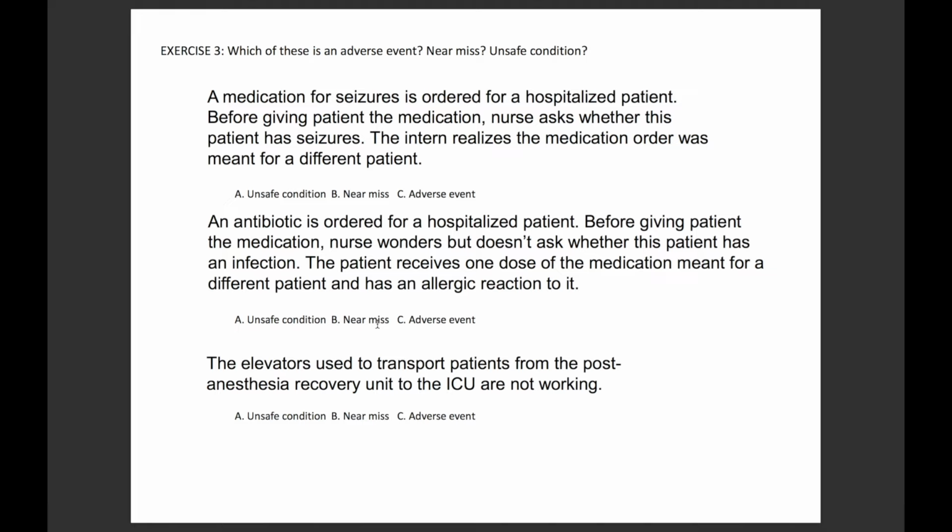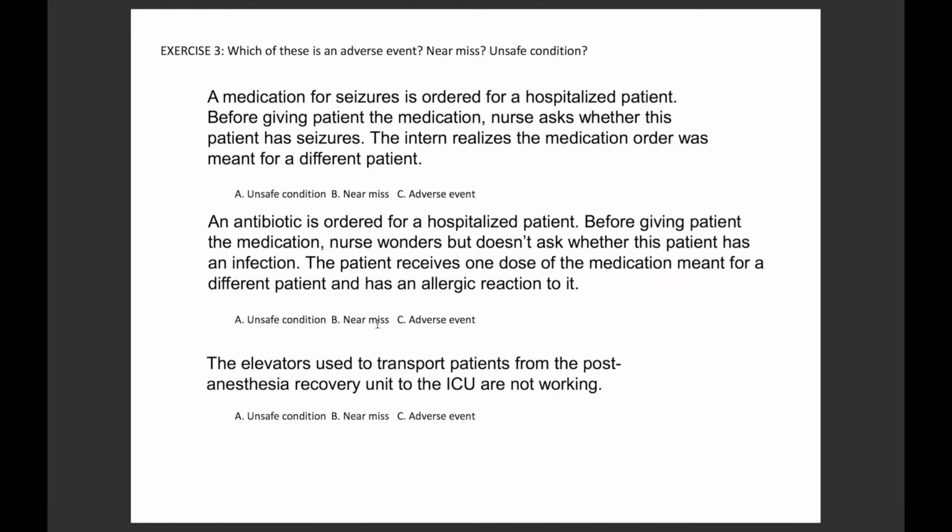Well, it's not an adverse event because the patient didn't get the medication. Thank goodness the nurse asked. It's definitely a near miss. But you could say it's potentially even an unsafe condition there. We just don't know how the conditions allow the resident to order medication. This happens all the time without knowing what the condition is, and so it may be an unsafe condition and a near miss.